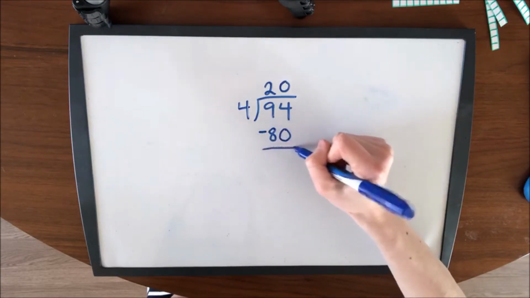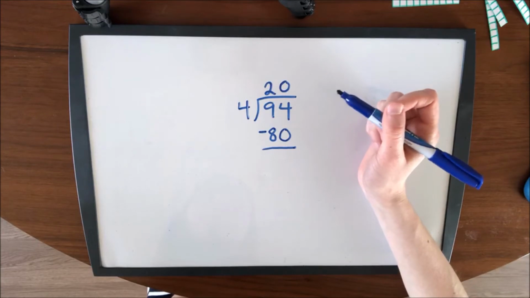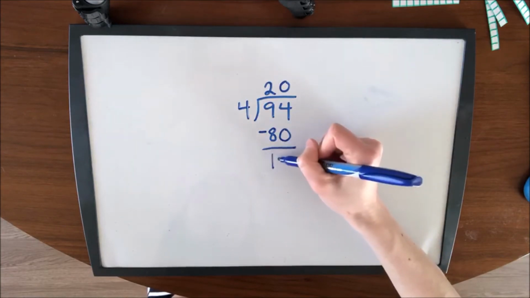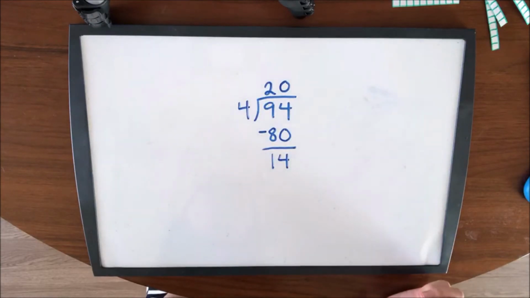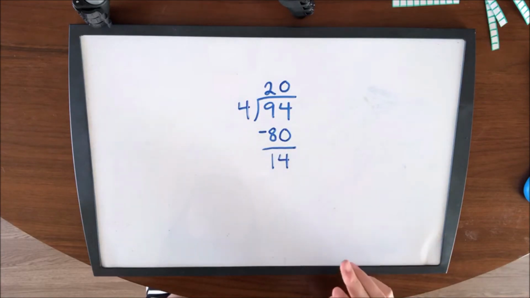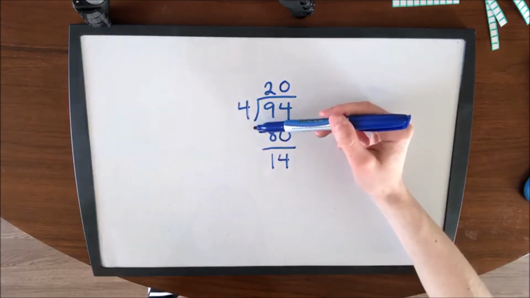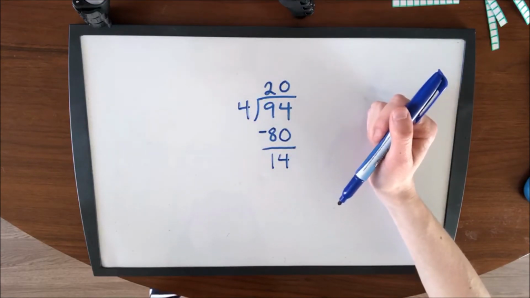And I want to know how much I have left over to divide. So 94 minus 80 is 14. And you might remember that when we did this question with our base 10 blocks, we also had 14 left over. We had 1 ten and we had 4 ones. So now I'm thinking about this question: 14 divided by 4 equals what?